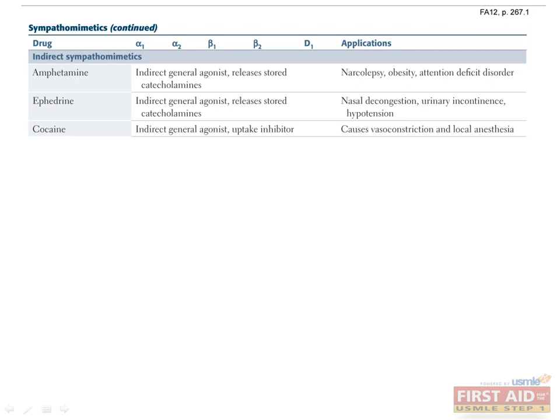Cocaine prevents catecholamine reuptake, causing vasoconstriction. It can lead to vasospasm, however, increasing risk for myocardial infarction and stroke, and is somewhat unique in that it is also a local anesthetic.